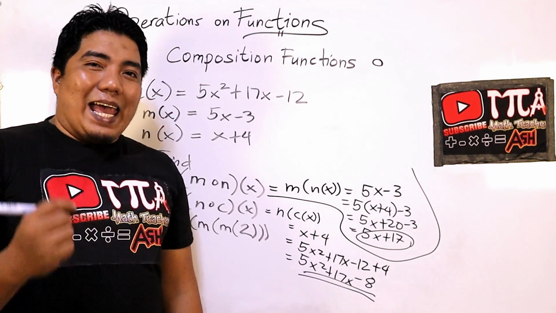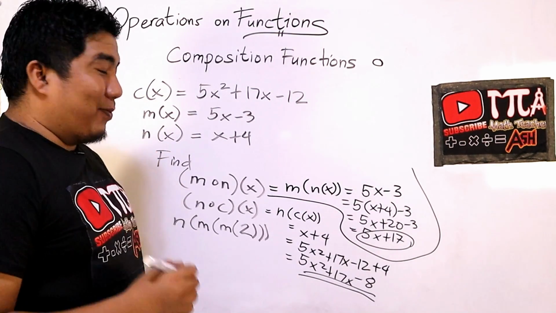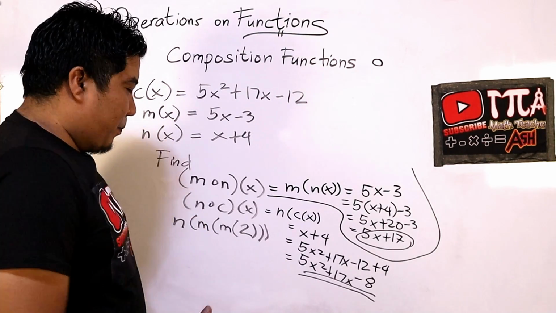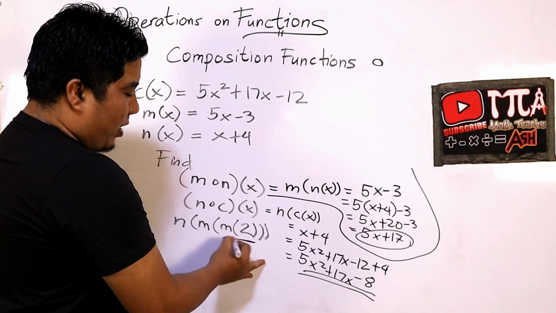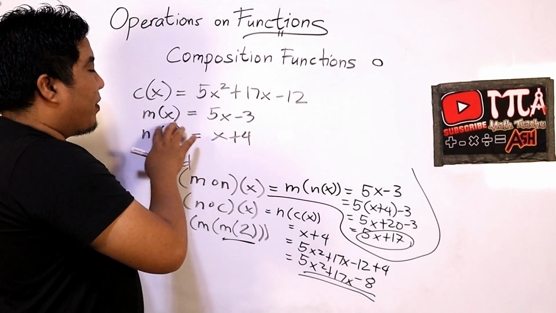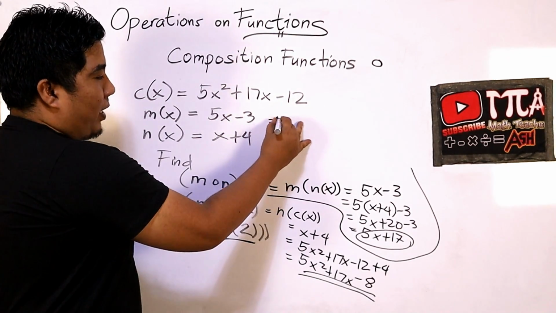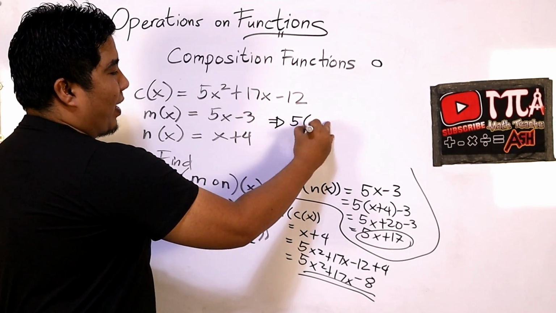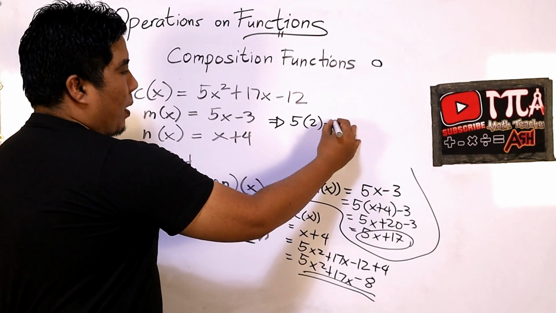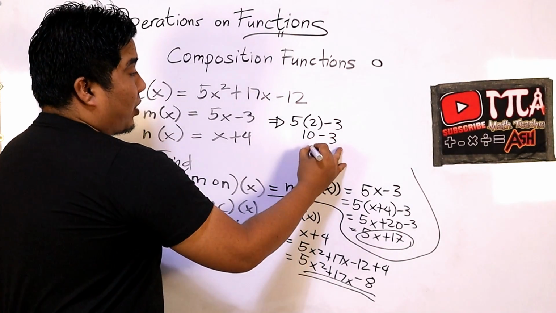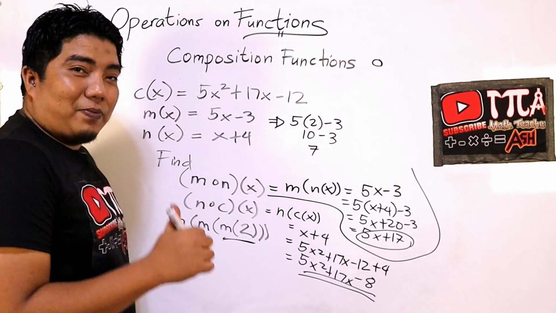We have the n of m of 2. So my dear math learners, let's try first to solve this one, m of 2. We have our m here, right? So let's substitute this by 2. That will give us 5 times 2 minus 3. So that is 10 minus 3. And the final answer is positive 7.